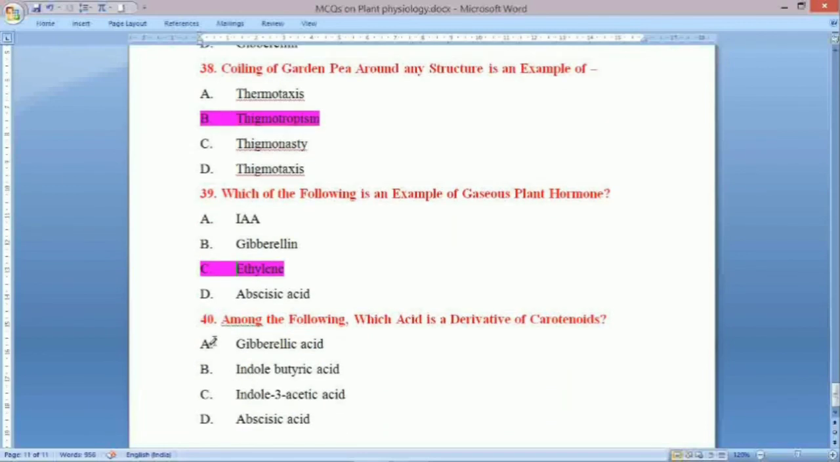Next question and last question of this video, question number 40. Among the following, which acid is a derivative of carotenoids? Option A, gibberellic acid, B, indole butyric acid, C, indole 3-acetic acid, and D, abscisic acid. And here the right answer is option D, abscisic acid.